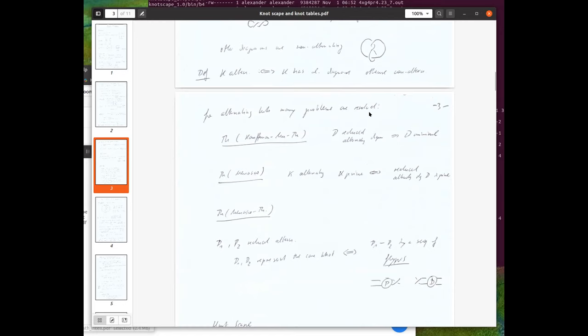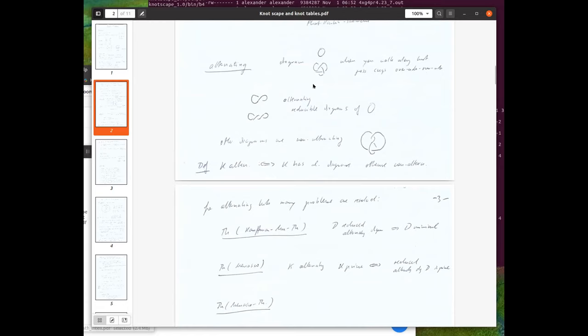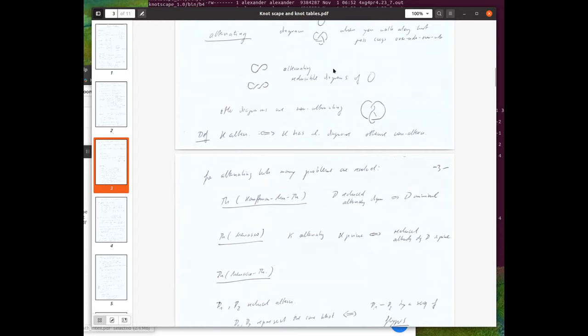For example, it is known, you see this here, if you take the trefoil, which has this alternating reduced diagram, I mean, without this kind of extra crossings, then obviously this is minimal crossing number. And this is now known in general. So this was proved. If you have a reduced alternating diagram, this means alternating without this kind of extra crossings, then it is minimal crossing number. It means the knot has no diagram with fewer crossings than that. So this is how you can calculate the crossing number of an alternating knot.